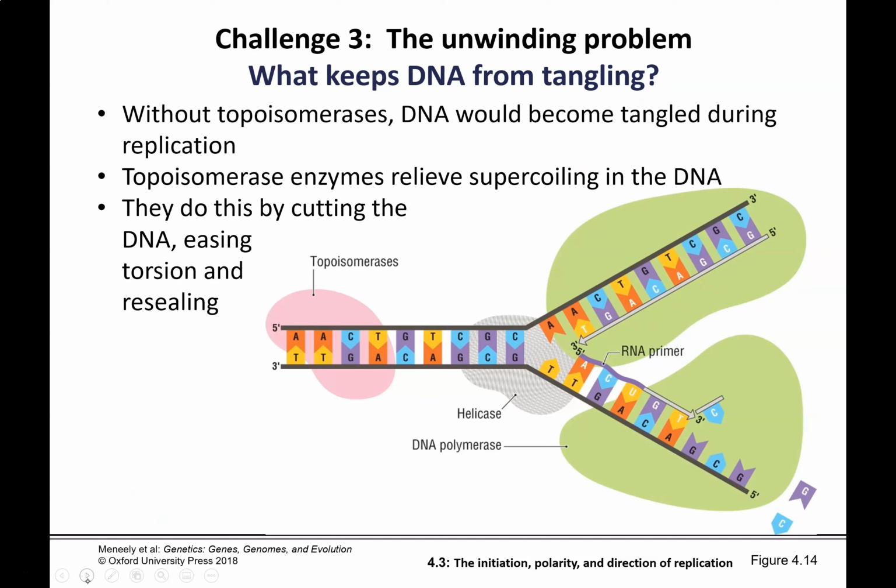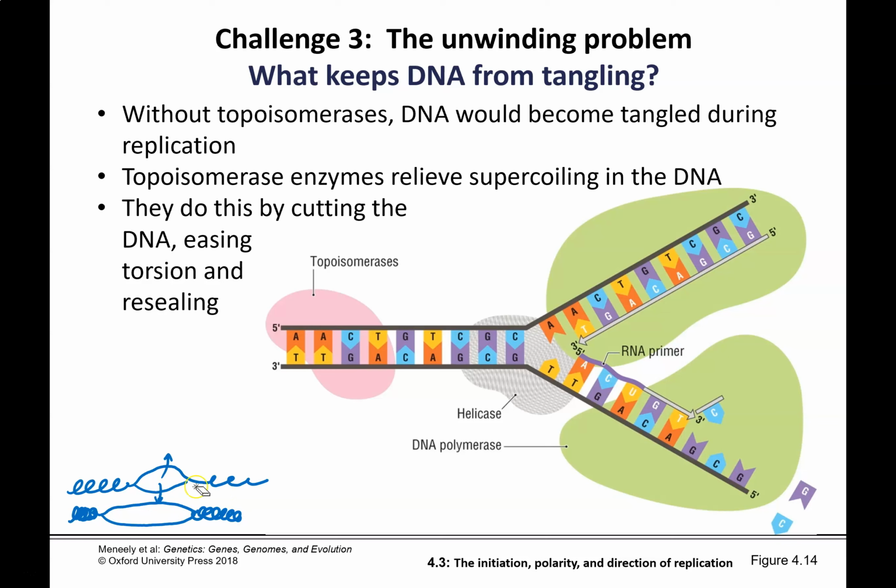All right, so challenge number 3, the unwinding problem. Now remember, if you have tried this rubber band experiment, you will see the tangling that I was talking about. So remember, if you have a rubber band, you can twist it up and attempt to make a replication bubble. And if you continue to separate this bubble and make it wider, you're going to get really tight here on the ends, and that's going to break your DNA.